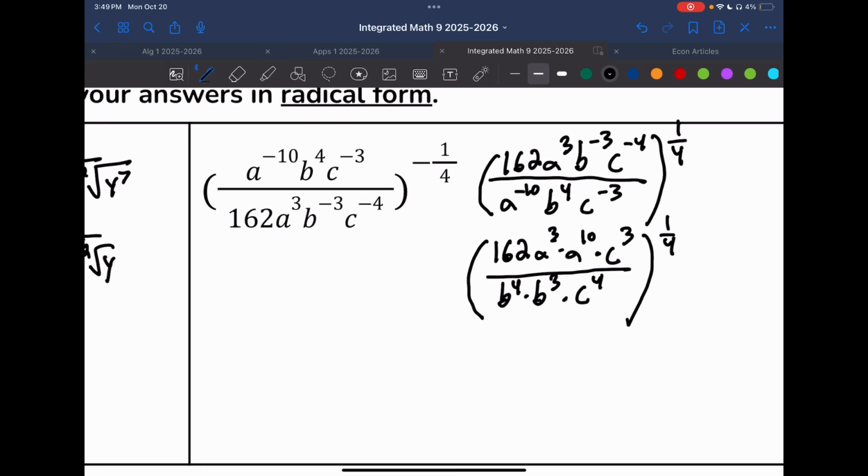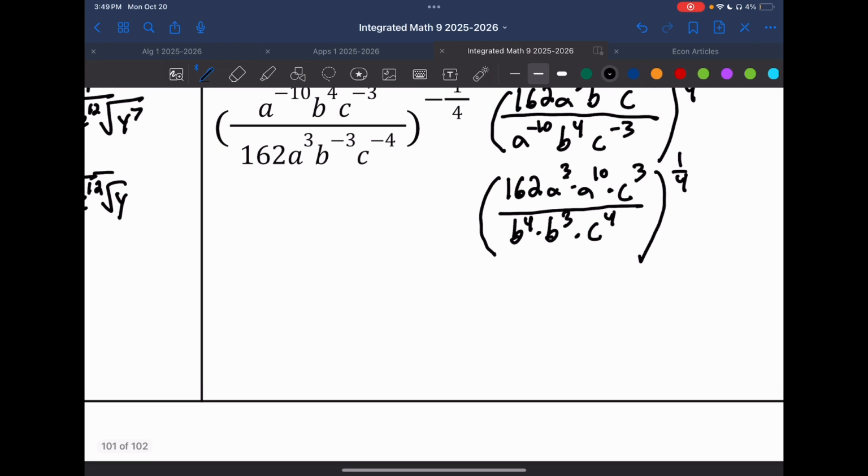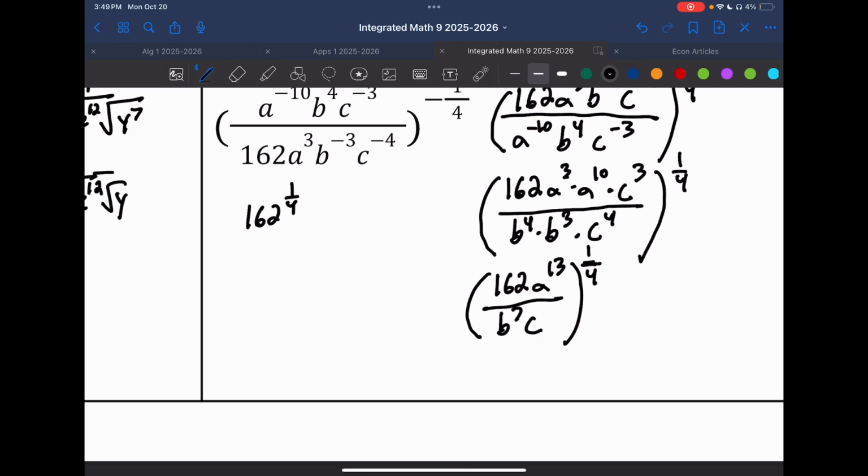Now all of that to the 1/4 power. Okay, now I'm going to simplify inside. I'm going to get 162 a to the 13th over b to the 7th c, all of that to the now positive 1/4. And now I can take everything inside to the 1/4 power. So it's going to be 162 to the 1/4, a to the 13 over 4, over b to the 7 over 4, times c to the 1/4.